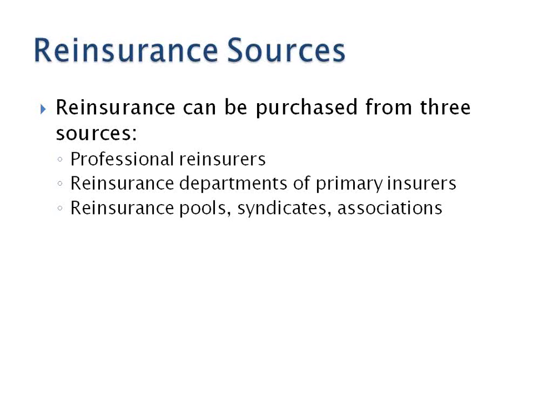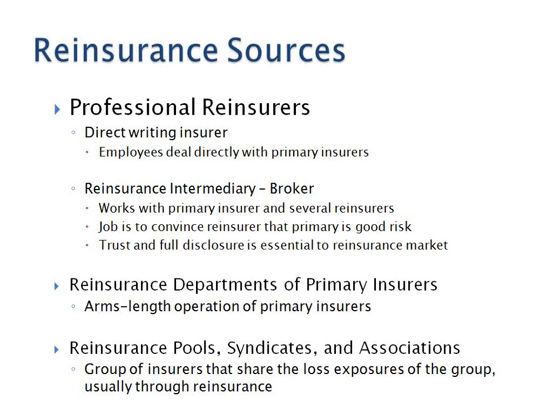So the three sources of where you can buy reinsurance: there's going to be what we consider professional reinsurers, there's the reinsurance departments of primary insurers, and then reinsurance pools, syndicates, and associations. And so we'll talk a little bit about each one of these. But you want to know at least probably the professional reinsurers and how they interact and how they work a little differently. And syndicates is also a term that may be new to most people.